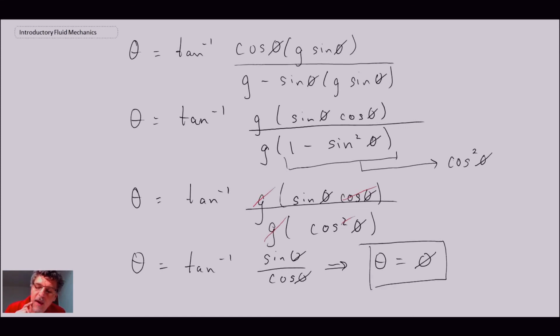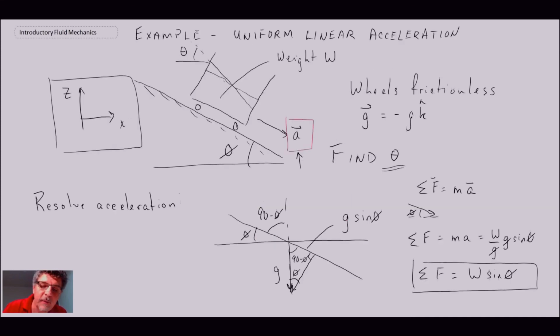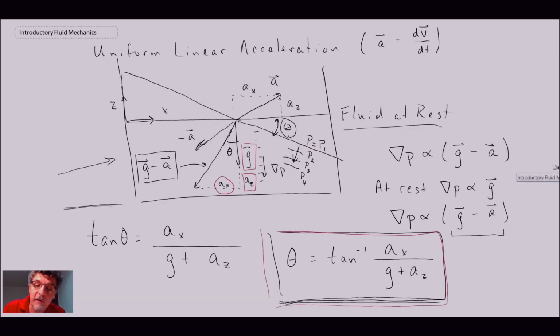but what that tells us is that the angle of the surface, if we go back to our original problem statement, if theta is equal to phi, that means that the angle of the fluid does not actually go up like we've drawn it. It actually just remains like this. So it remains parallel to the surface under uniform linear acceleration. And so that's what we get from applying the equation for the free surface to an accelerating cart that is going down an incline. So that's an example of applying the uniform linear acceleration equation to determine the shape of a free surface.